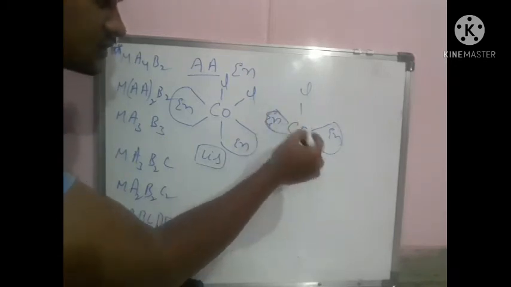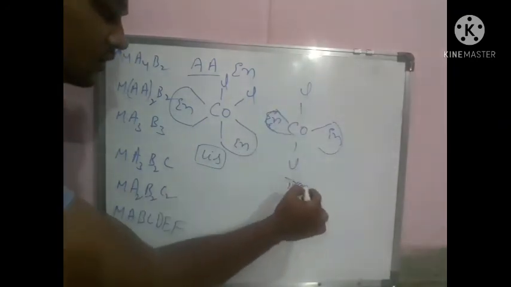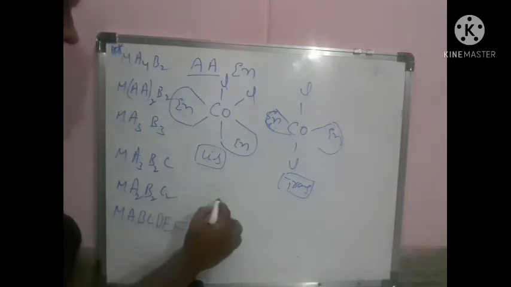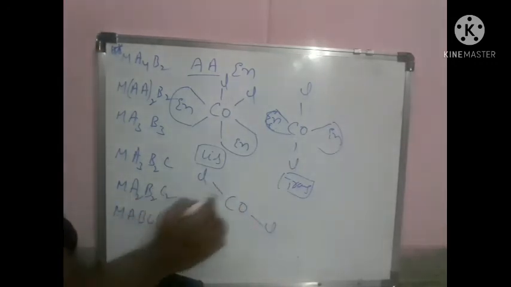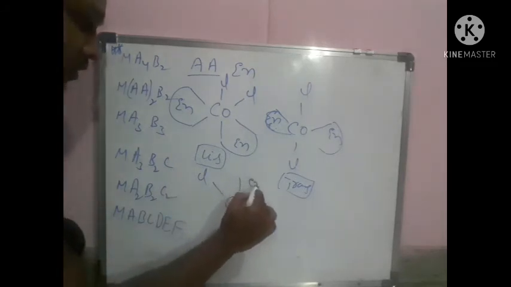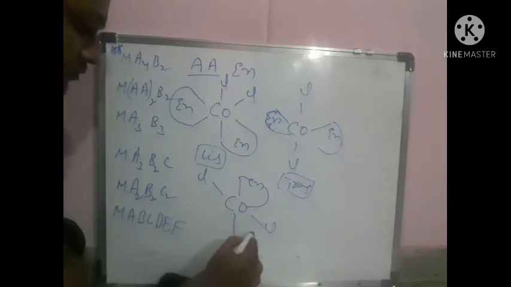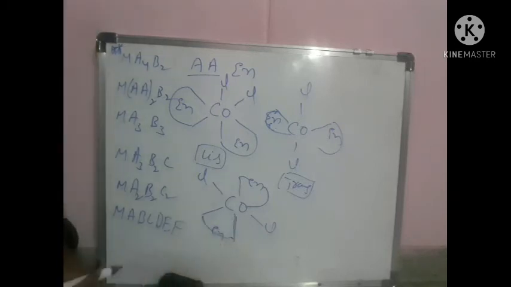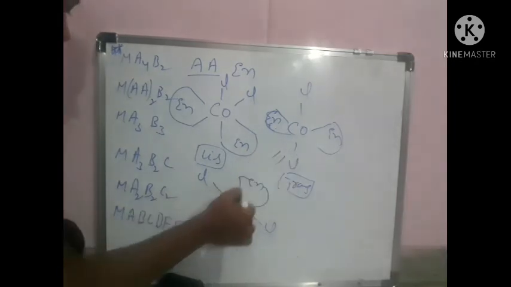So this is called trans, okay. Cl is present in different phases, so it is called trans. This trans can also be represented like this: Co, Cl and Cl. It is also called trans. And here is ethylene diamine, and this is ethylene diamine, okay. This position is also called trans, and this trans and this trans are equal.